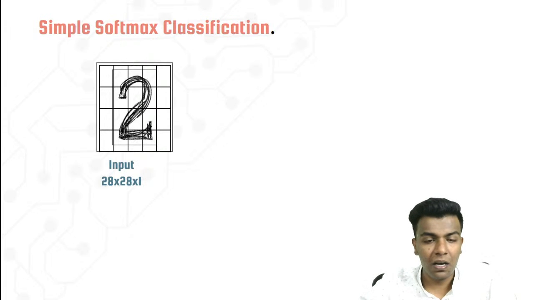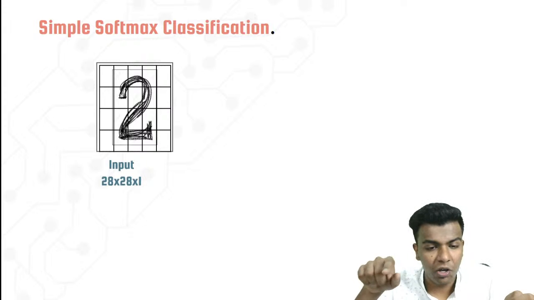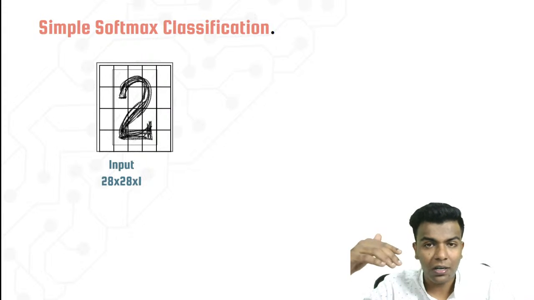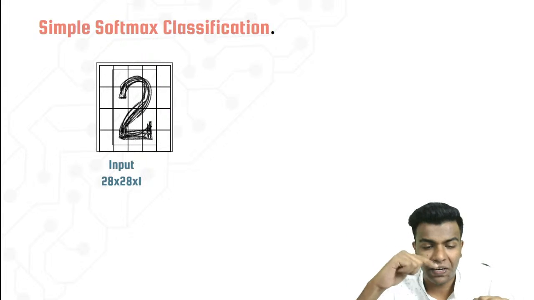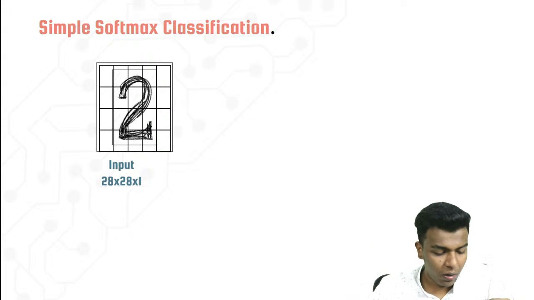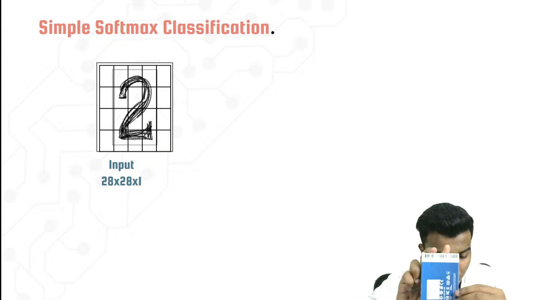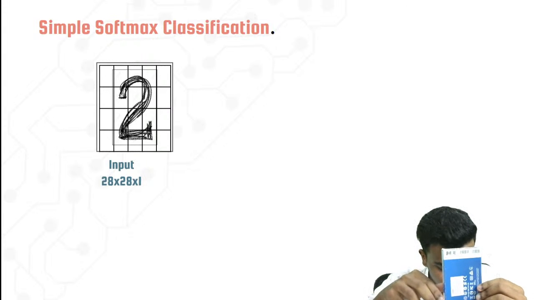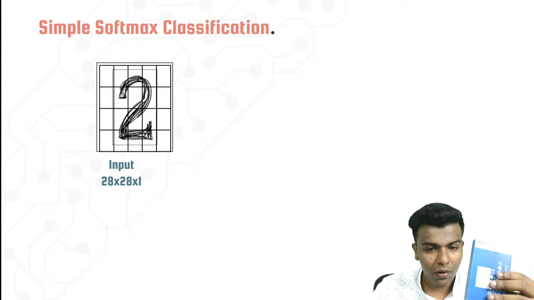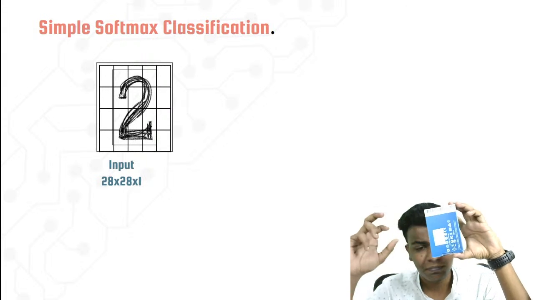Okay, so simply I'm going to take one image. That image is converted into a matrix of 28 cross 28. Since it is not a color image, it is a binary image, so 28 cross 28 cross 1. Let us assume this is an image. Some people are saying I'm going fast, so I'll try to go slower.